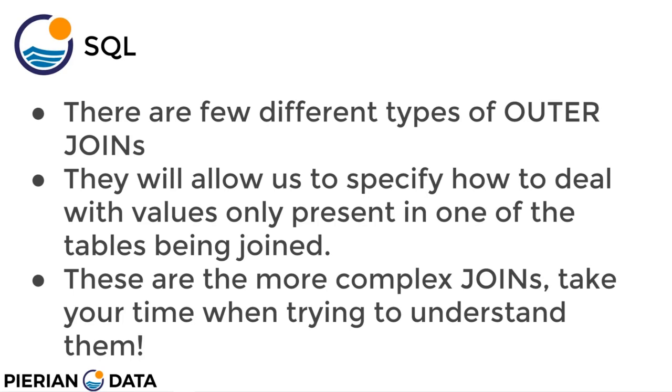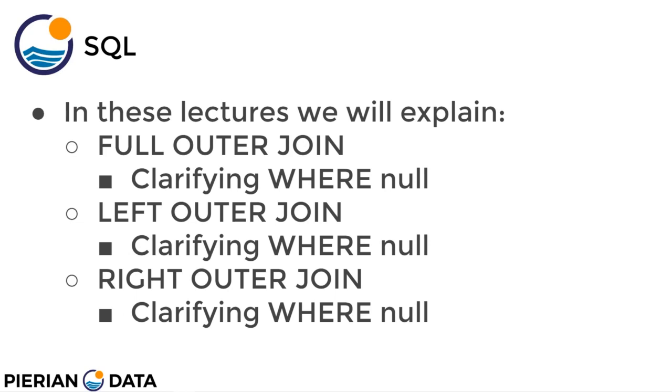So definitely take your time when trying to understand these outer joins, especially when we start talking about left and right outer joins. So in this series of lectures, we're going to start by talking about full outer joins, which is the simplest outer join, and we'll also add in the clarifying where statements you can add in order to specify what actual rows you want even further. And then we'll go into a lot of detail about the left outer join, which is probably the hardest for beginners to grasp. And then we'll also add in clarifying where statements to subselect rows from a left outer join.